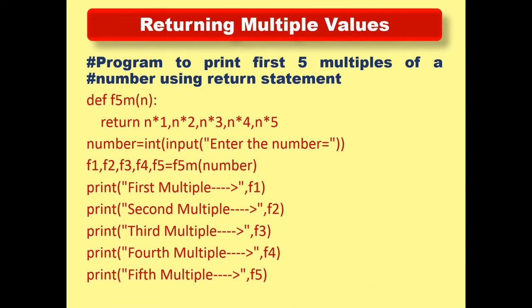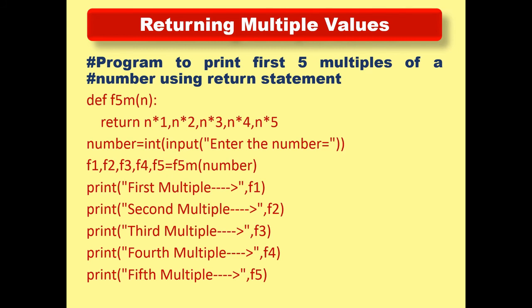My dear students, next topic says returning multiple values. What does it make sense? It makes sense कि जब आप चाहते हैं कि आपका रिटर्न जो स्टेटमेंट है, रिटर्न जो कीवर्ड है, वो आपको एक से ज्यादा चीजें दे, उस संदर्भ में जब आप देखेंगे तो यहां पे हमने एक फंक्शन का प्रयोग किया है जिस फंक्शन को नाम दिया गया है f5m.